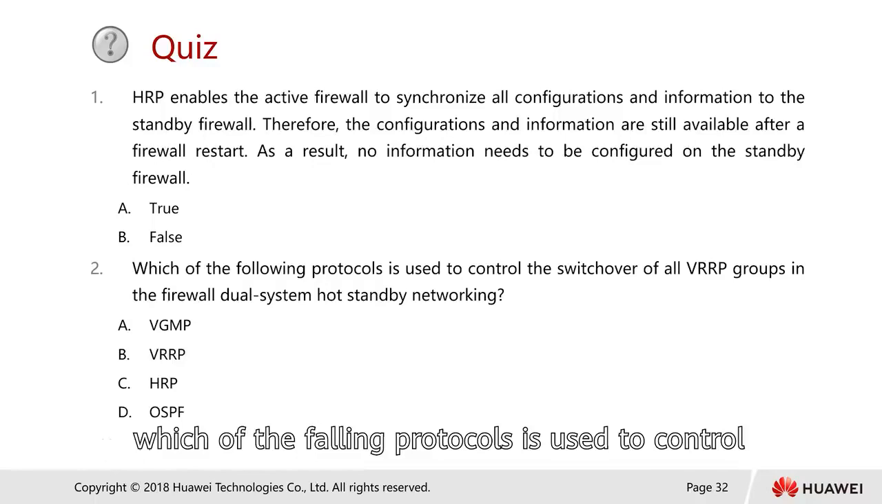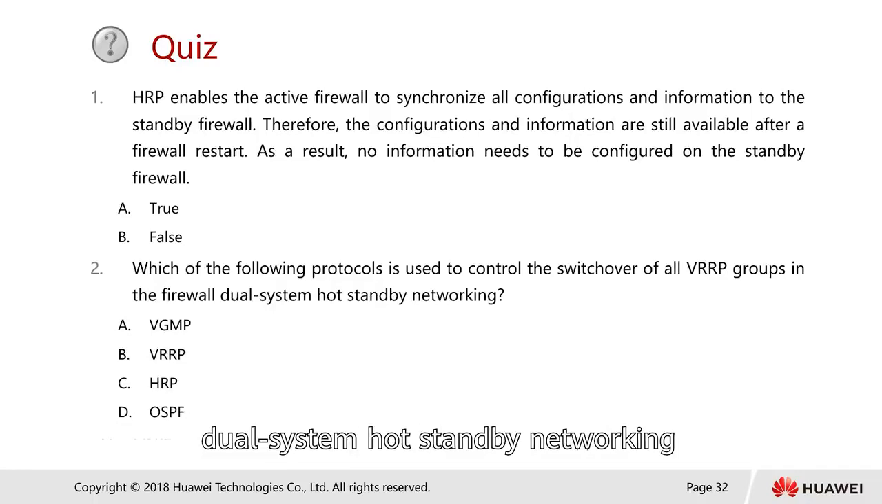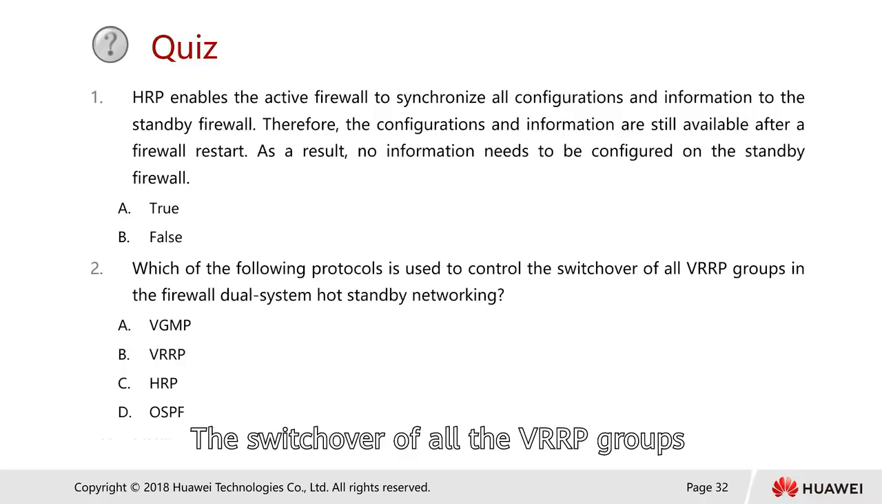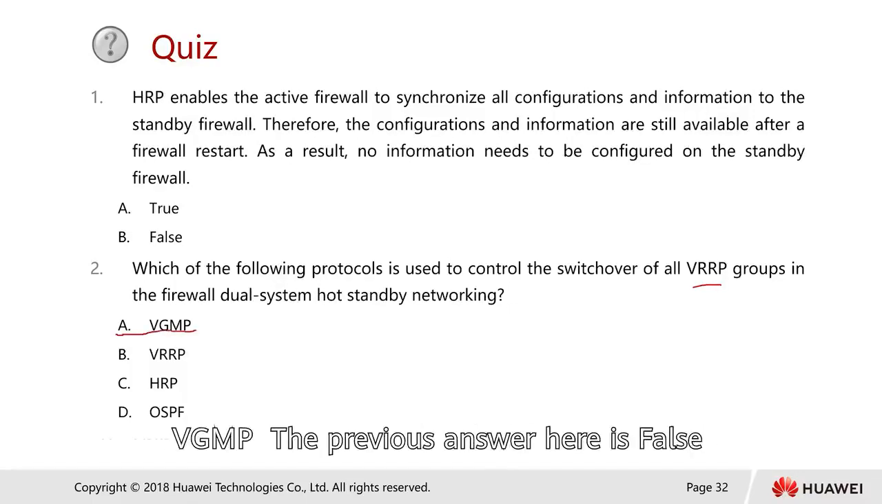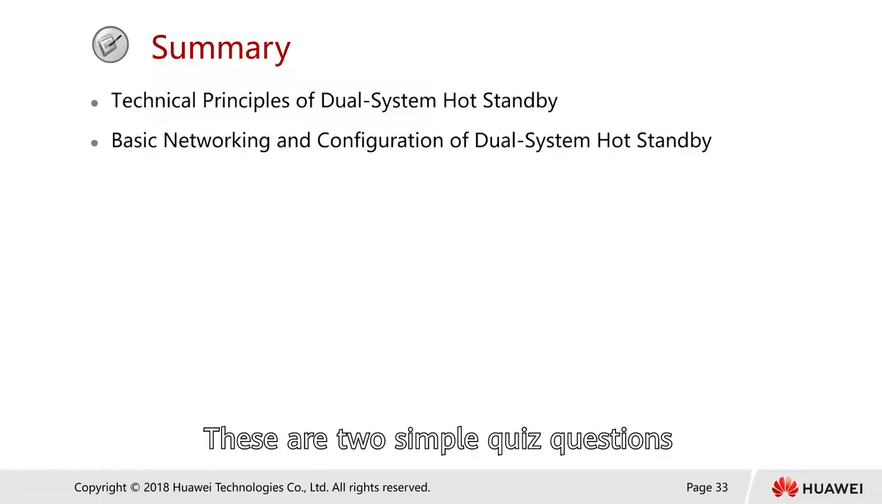Which of the following protocols is used to control the switchover of all the VRRP groups in the firewall dual system hot standby networking? So what do you think? This is to switch over all the VRRP groups, so the answer is simple. The answer is A, VGMP. The previous answer was false. So these are the two simple quiz questions.